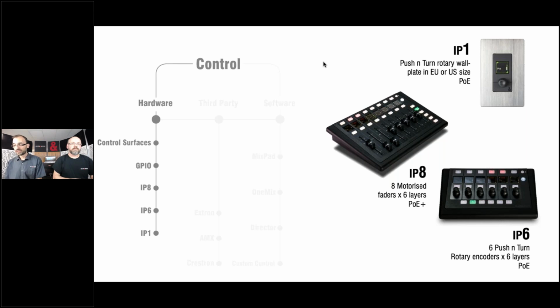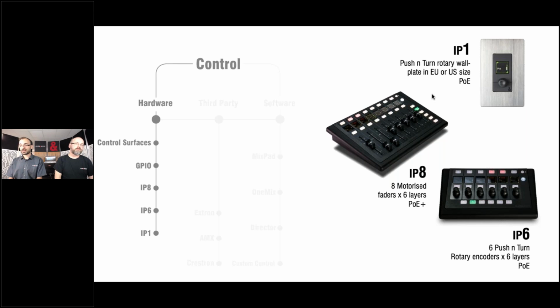Yeah, sure. So the IP1, IP8, IP6, they are configurable controllers for the dLive mixing systems. They're all PoE powered, PoE plus in case of the IP8, and TCP/IP networkable, so they can coexist on your normal network for control for any other network service you might have on the same corporate infrastructure. You can have up to 16 of each type in a system.